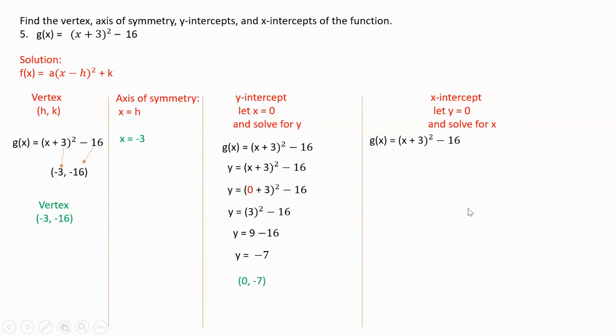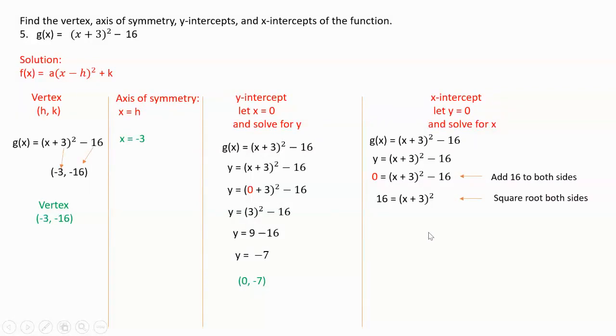Now for the x-intercept, you're going to let y equal 0. So it's going to be x plus 3 squared minus 16 equals 0. So I have to solve for x, but you have to take the proper steps in mathematics. The first step is to try to isolate the term that has an x, which is x plus 3 squared. So the first thing, I'm going to add 16 to both sides. After I do that step, I have 16 equals parentheses x plus 3 close parentheses squared.